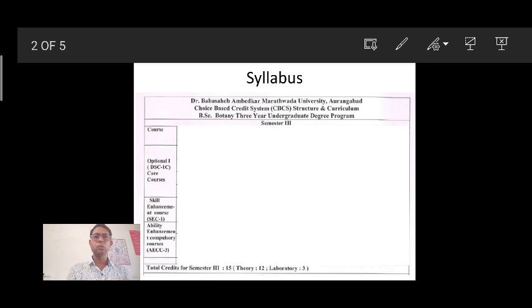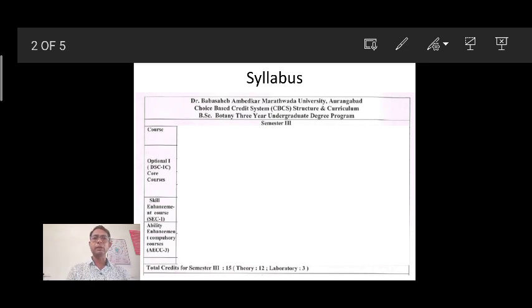Particularly, this course has an optional course that we call a core course. Along with that, there is a skill enhancement course, and the third one is the ability enhancement course. So these three parameters are included in the syllabus. From these three, the most important is the core course. This core course is related to the subject of botany.